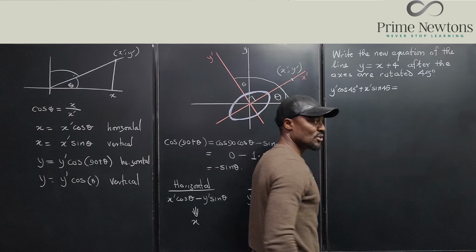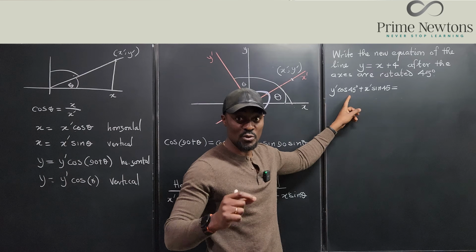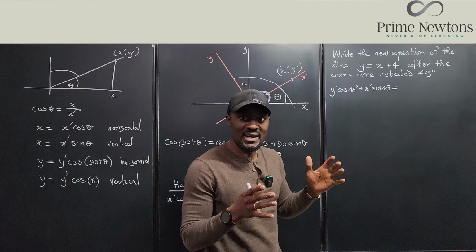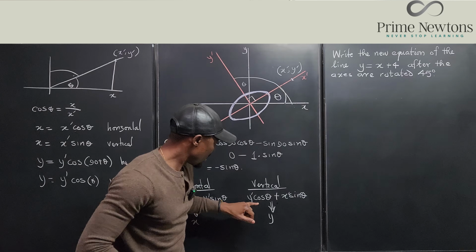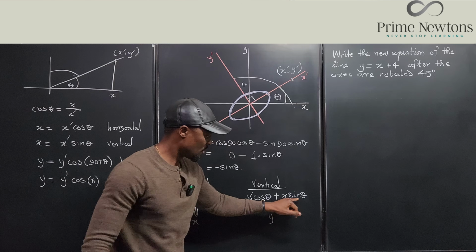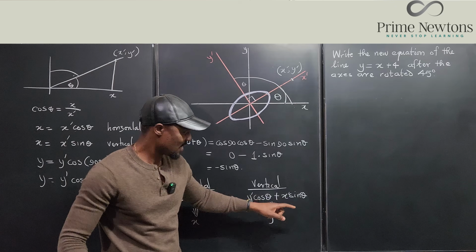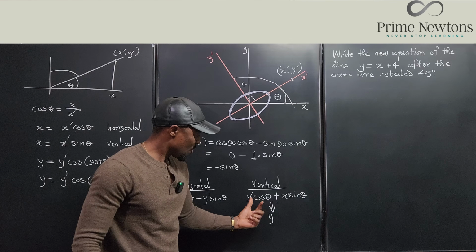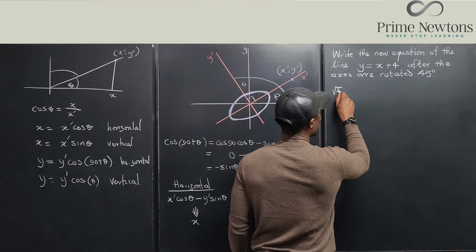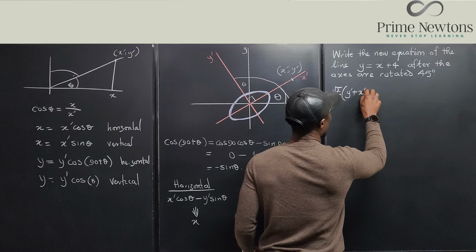I won't have enough space to write it, so I might just evaluate the cosines. We know that cosine 45 is rad 2 over 2, sine 45 is rad 2 over 2. So going by our formula, we're going to have y prime times rad 2 over 2, and both of them will have rad 2 over 2. So it's going to be rad 2 over 2 times y prime plus x prime.